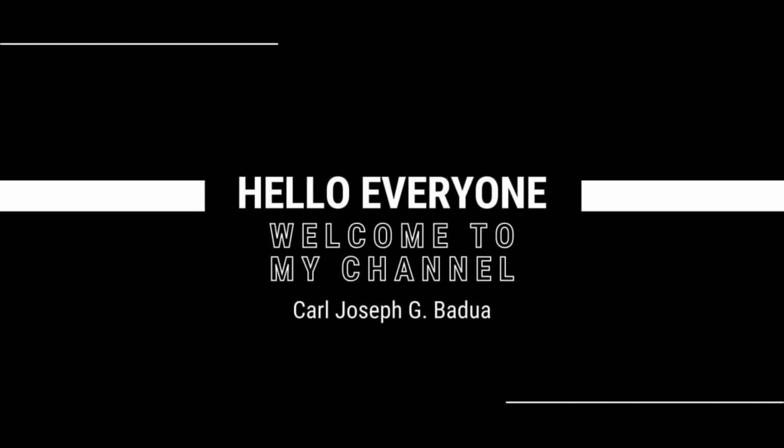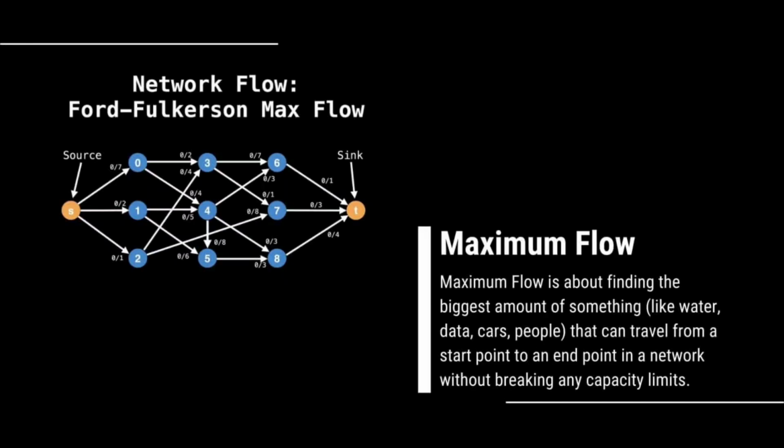I'm here to discuss maximum flow and shortest path. Now let us first understand what is maximum flow. Maximum flow is about finding the biggest amount of something like water, data, cars, people that can travel from a start point to an end point in a network without breaking any capacity limits.